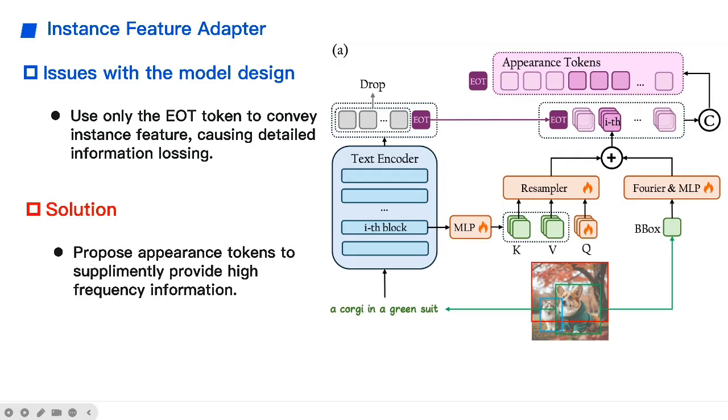Finally, we combine the EOT tokens with the newly generated appearance tokens to form a richer instance representation. This combined guidance is then injected into the generation process, allowing the model to follow both the core semantics and the fine-grained visual details of each instance. In this way, the model benefits from the generalization power of the EOT tokens, while also capturing the nuanced appearance features provided by the resampler tokens, the appearance tokens.